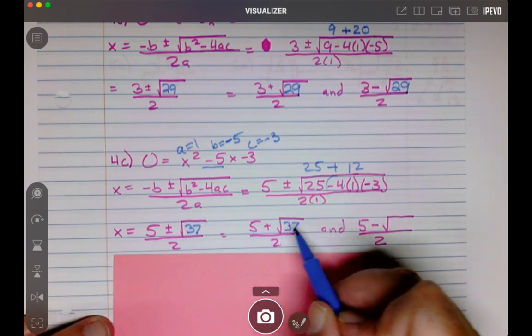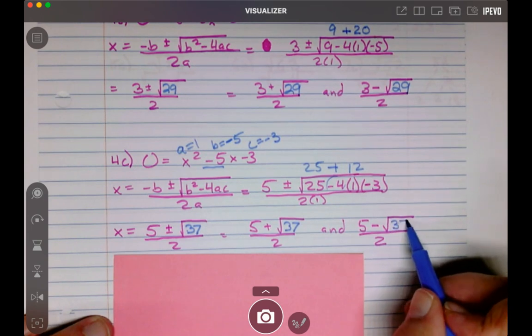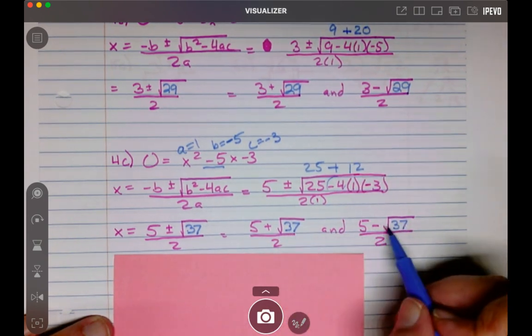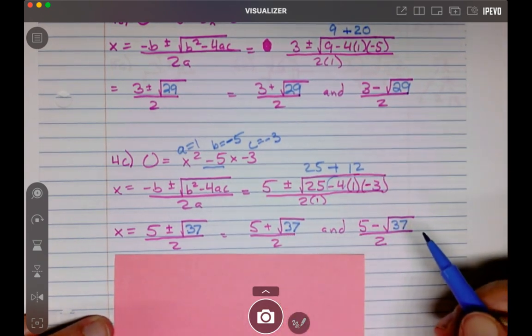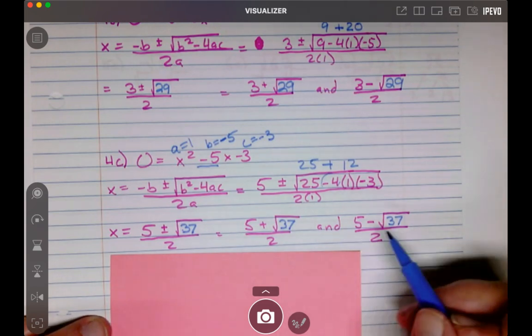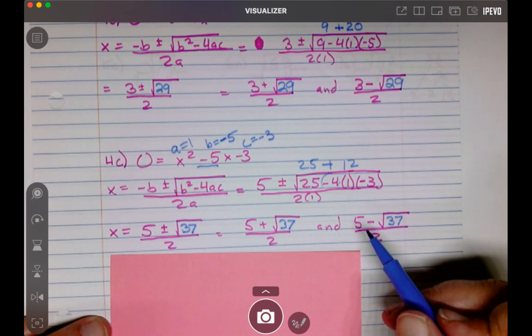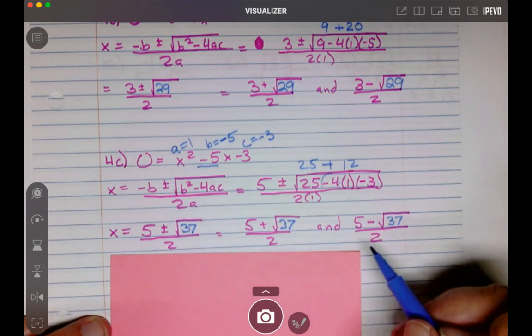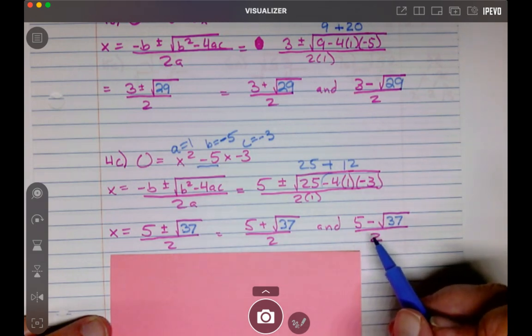Notice I'm keeping the square root. 5 minus square root 37. Both of those are over 2. And those are your answers, and they're in most exact form. You can't simplify them any further. If you had to graph them, you could put them in a calculator and use the calculator to get you a decimal answer that you could graph.